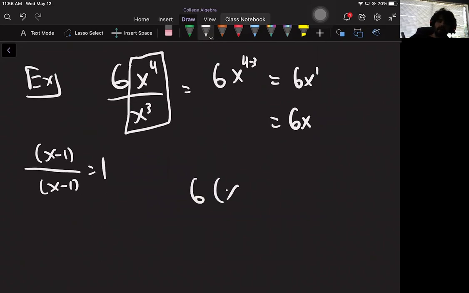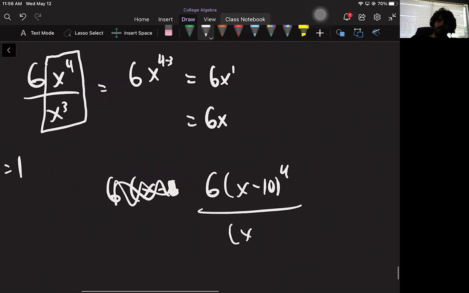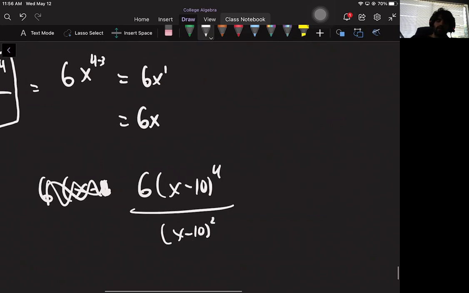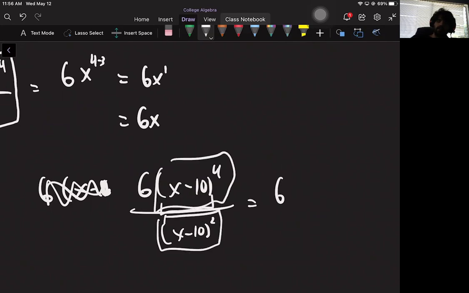Same idea if I had something like this, 6 times (x minus 10) to the 4th over (x minus 10) squared. I could do the same thing because these are the exact same base. I can simplify by subtracting the powers. So (x minus 10) to the 4 minus 2 is 2. So I just got (x minus 10) squared.